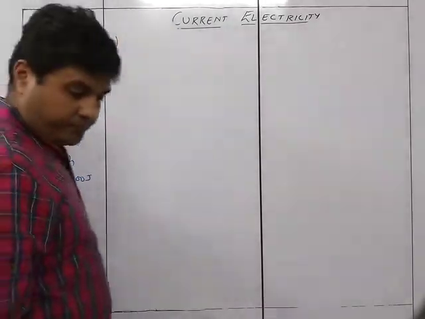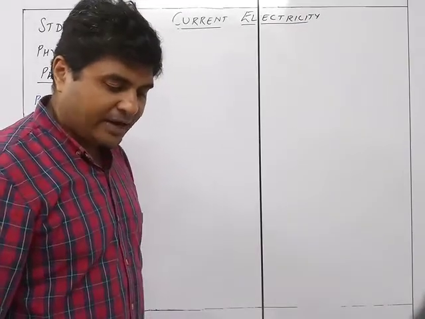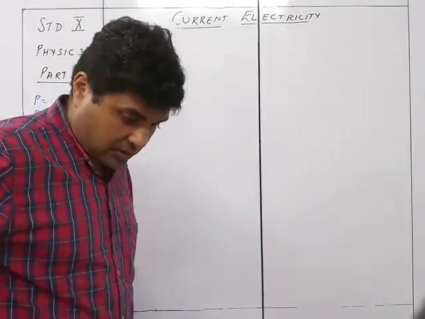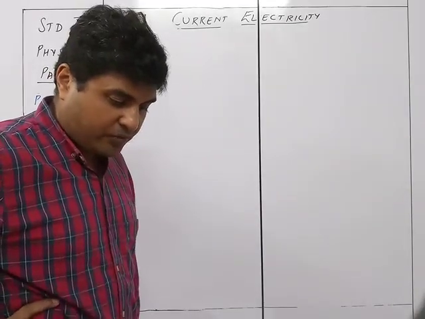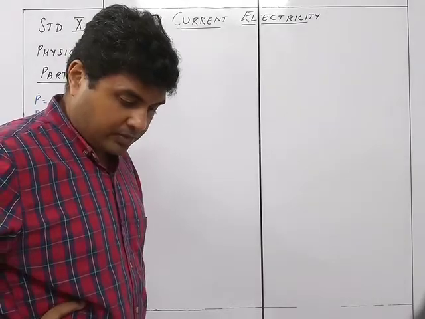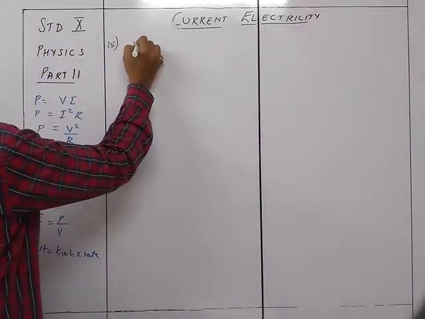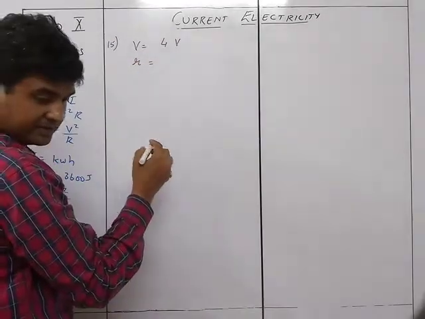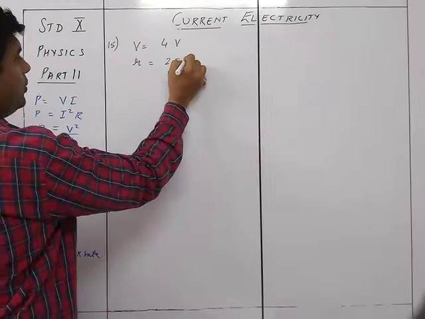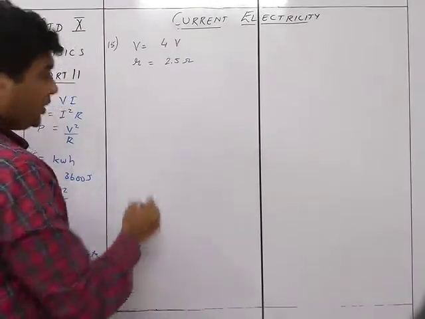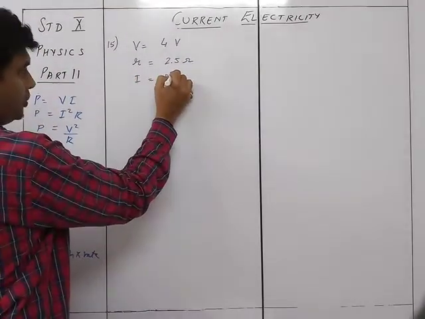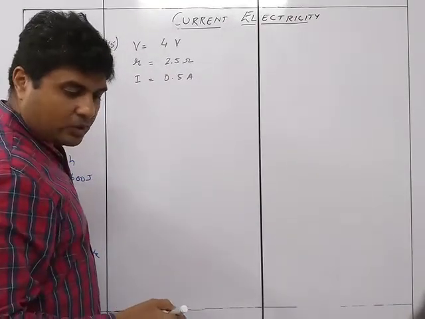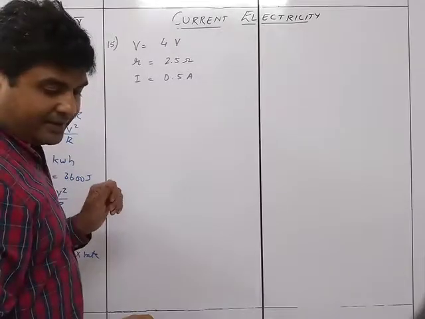Sum number 15. A bulb is connected to a battery of potential difference 4 volts and internal resistance 2.5 ohms. A steady current of 0.5 ampere flows through the circuit. Okay, so you have V equals 4 volts, small r is given as 2.5 ohms, and a steady current I equals 0.5 ampere through the circuit. Calculate the total energy supplied by the battery in 10 minutes.